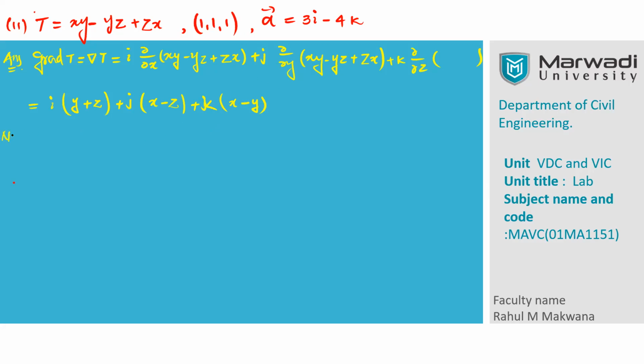Okay. Now let us put x, y, and z equal to 1, 1, and 1. So nabla T at (1, 1, 1) is i times 1 plus 1, j times 1 minus 1, k times 1 minus 1. So this is simply 2i.